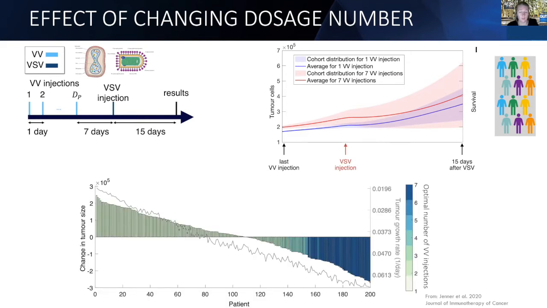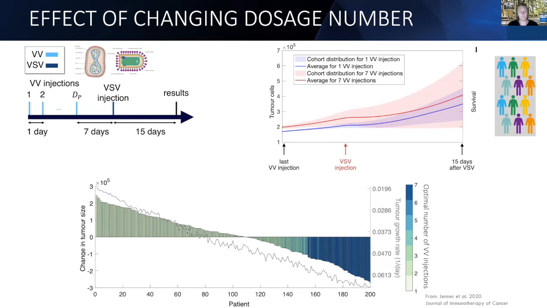And for all of our 200 patients, we optimized their treatment individually, and we determined how many VV injections they should have. So you can see all these green bars here are patients that needed 2 injections. That was their optimal number. So 2 injections of VV was best for them. Whereas all these patients up the top end here, their optimal number of injections was 7. So you can see straight away there's a split in what's optimal for people in our cohort.